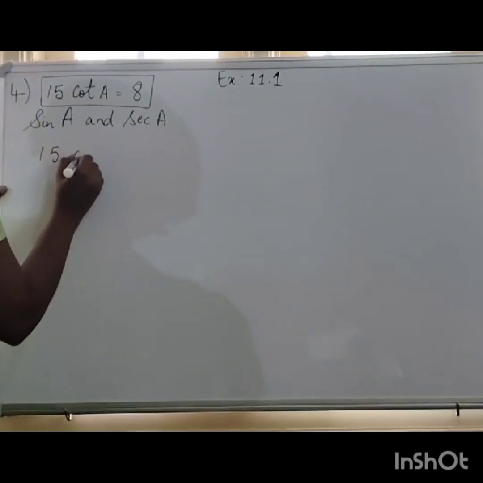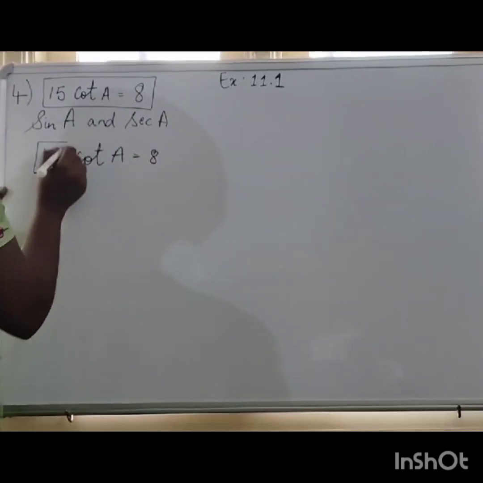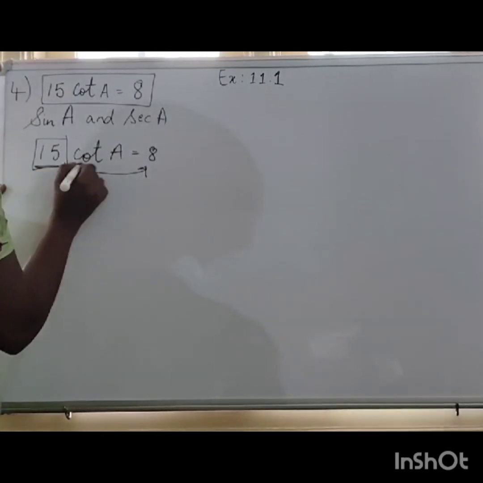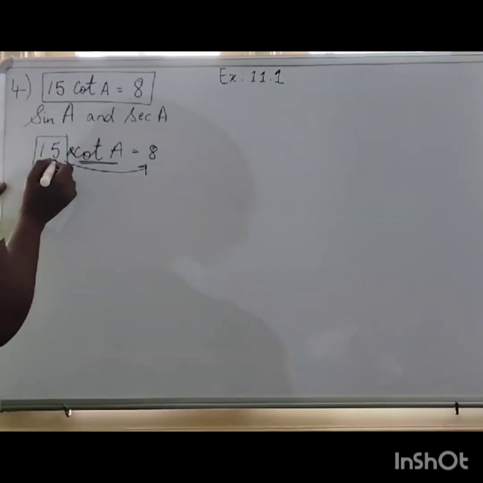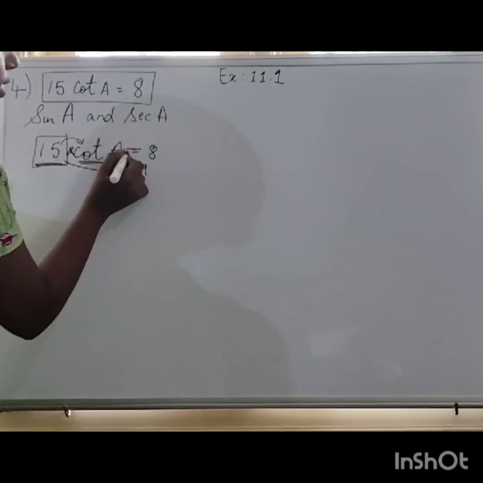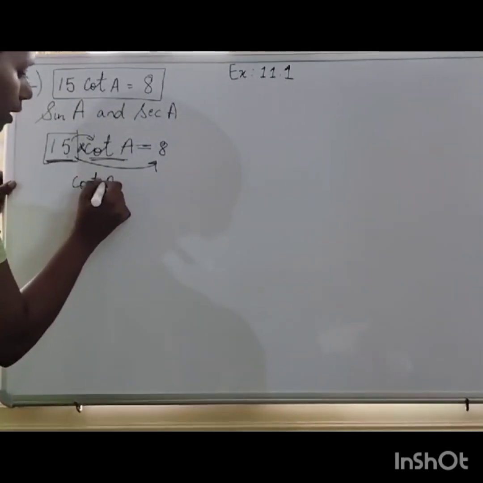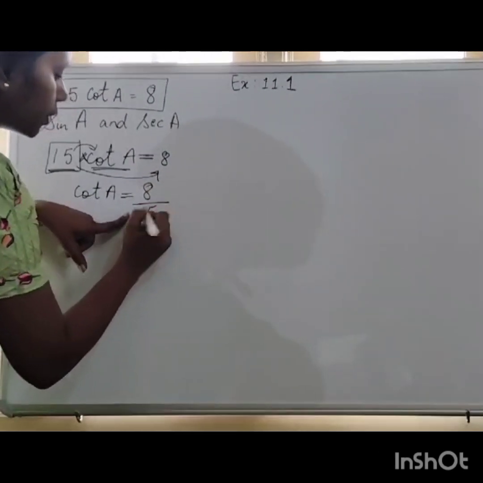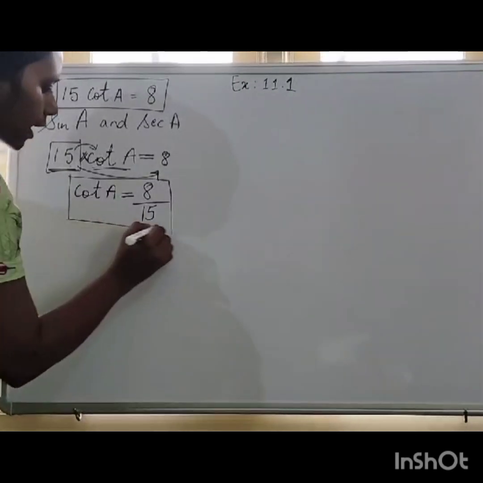We'll write it down. 15 cot A is equal to 8. Now this number 15 will come here. Now in between 15 and cot A there is a multiplication sign. So whenever a number which is getting multiplied to another factor crosses the equal sign, it becomes division. So cot A can be written as 8 divided by 15. So now we got the value of cot A as 8 by 15.